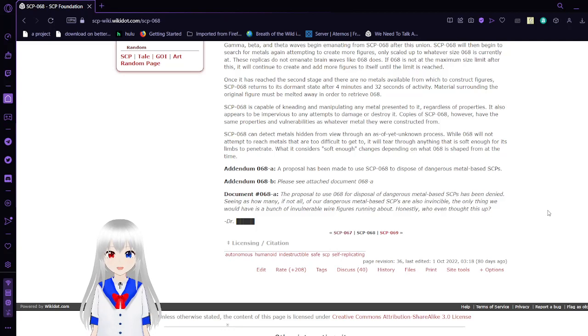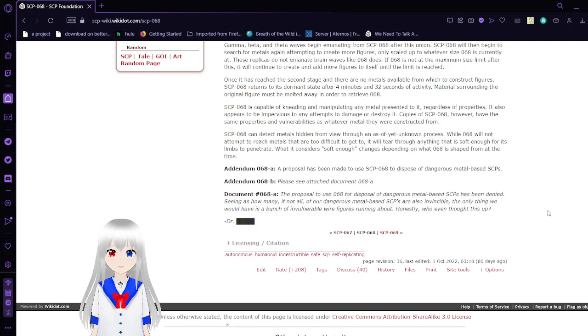While SCP-68 will not attempt to reach metals that are too difficult to get to, it will tear through anything that is soft enough for its limbs to penetrate. What it considers soft enough changes depending on what SCP-68 is shaped from at the time.